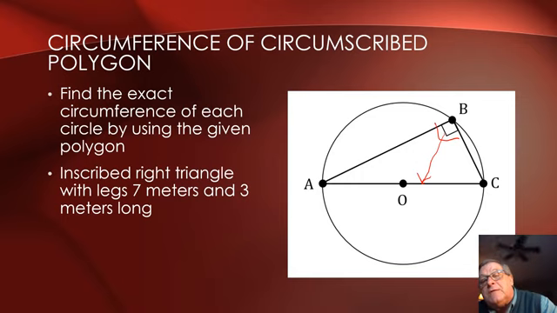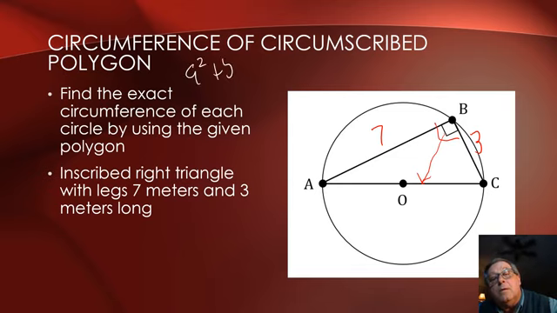Now let's see, we're told it's got legs that are 7 meters long and 3 meters long. Well, I can find what the hypotenuse is, which is also the diameter, by the Pythagorean theorem. Remember, Pythagorean is a squared plus b squared equals c squared. Let's put that into practice.